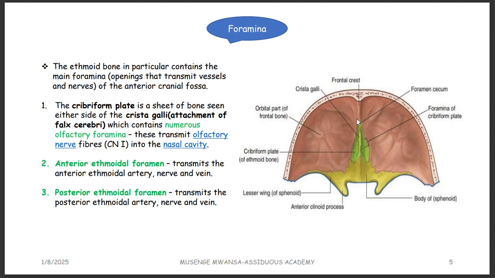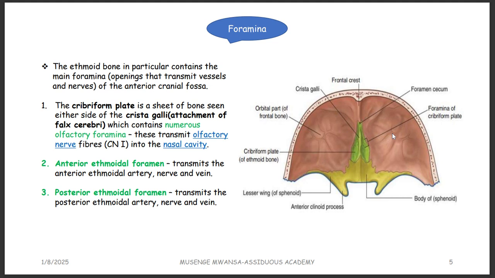You can see that on top we have what we call the cribriform plate. Can you see that in the middle of the cribriform plate we have this projection which we call the crista galli? On the sides of the crista galli, that's where I have a lot of these openings. So we call them the foramina of the cribriform plate.